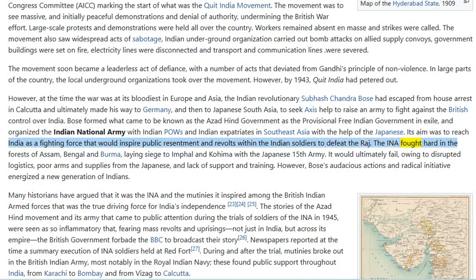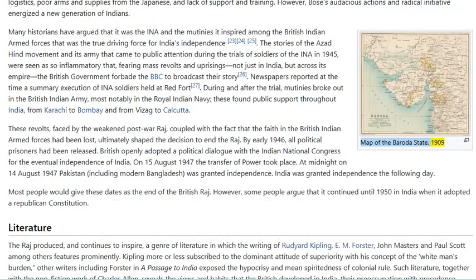The INA fought hard in the forests of Assam, Bengal and Burma, laying siege to Imphal and Kohima with the Japanese 15th Army. It would ultimately fail, owing to disrupted logistics, poor arms and supplies from the Japanese, and lack of support and training. However, Bose's audacious actions and radical initiative energized a new generation of Indians. Map of the Baroda State, 1909.